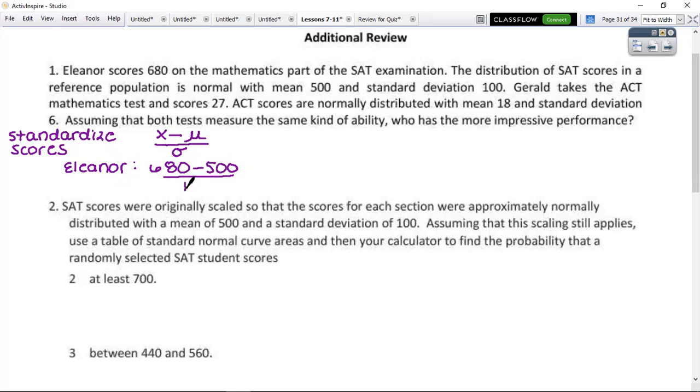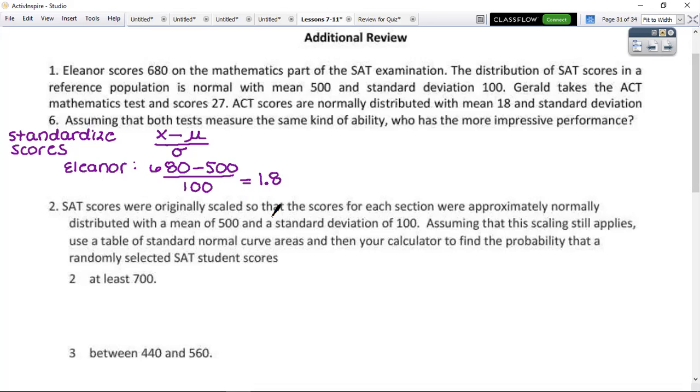Thank you, 100. That's the part I need to see from you. That's it. And of course, an answer too. All right, so we're going to get 680 minus 500 divided by 100. And her z-score is 1.8. And it's positive, indicating that she scored better than the average person.